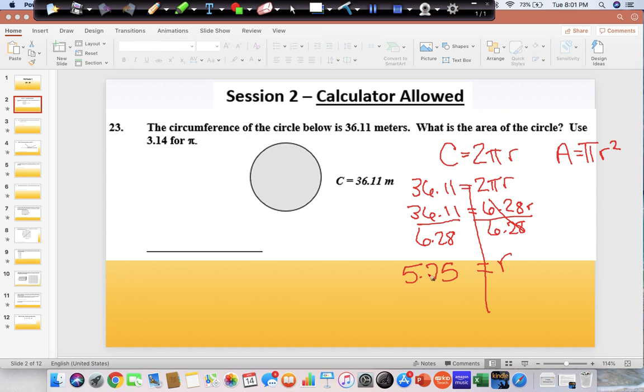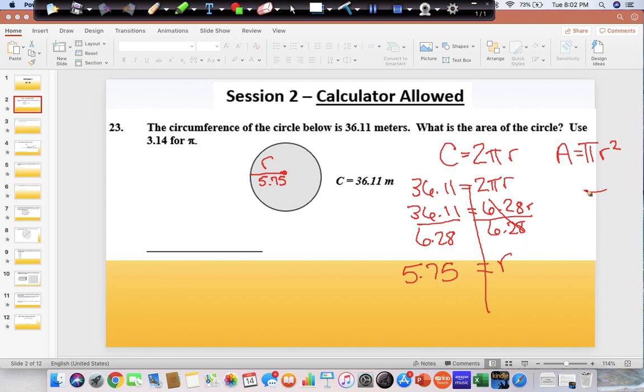Now, we are not done. We have just found the radius. And remember, the radius is the distance from the middle of the circle to the outside of the circle. In this case, it's 5 and 75/100 meters. So now we plug our radius into our area formula.